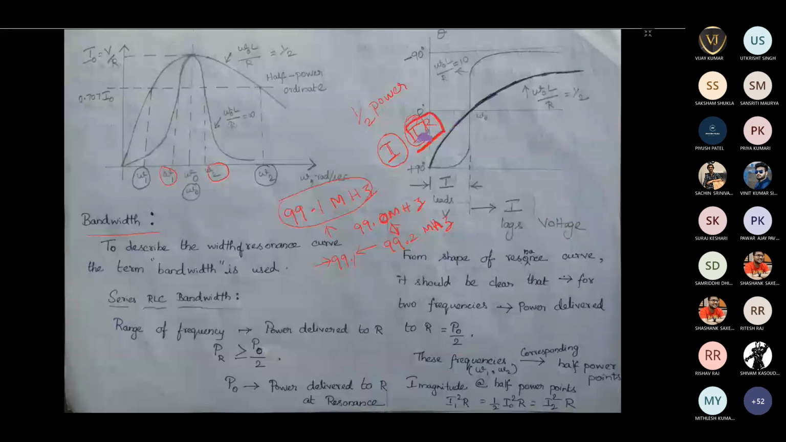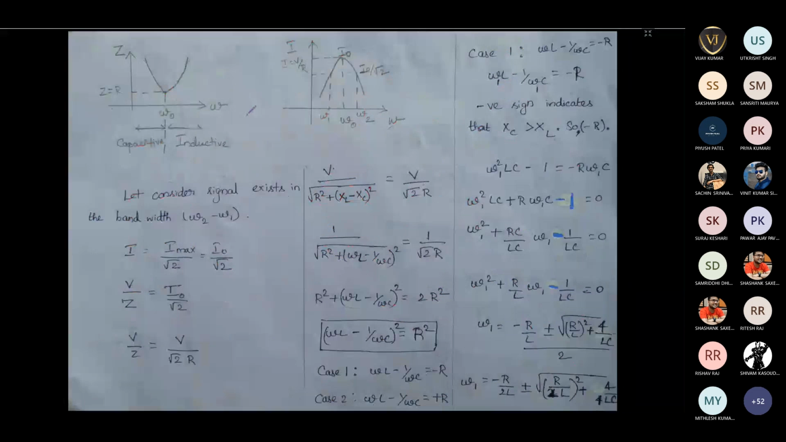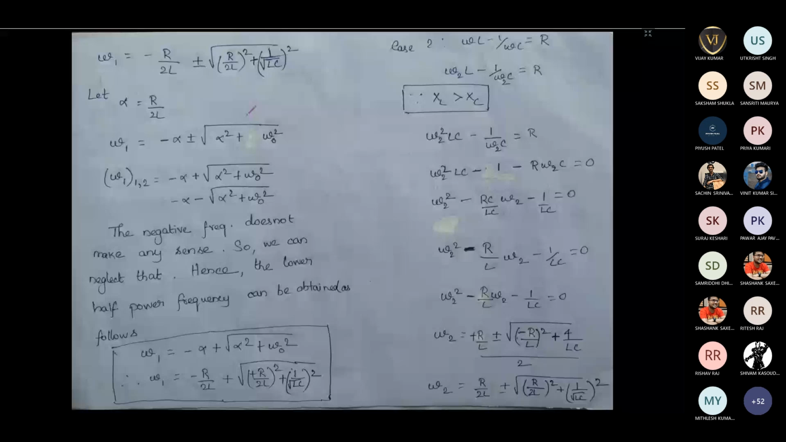So if you plot this waveform, here we have plotted two waveforms. One is for omega naught L divided by R equal to 1 by 2, and another one is for omega naught L divided by R equal to 10. So what is this? That we will see, because that needs another explanation.